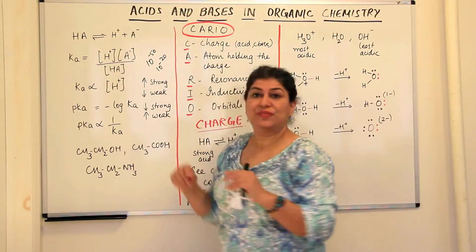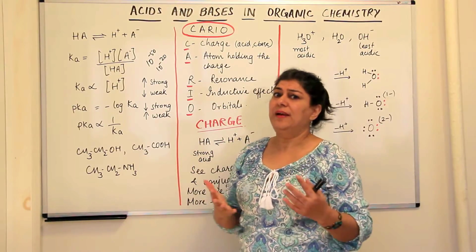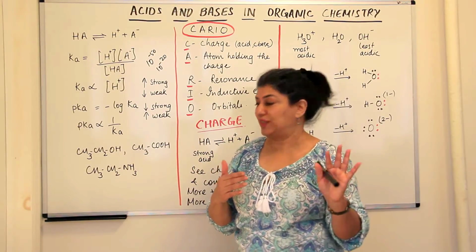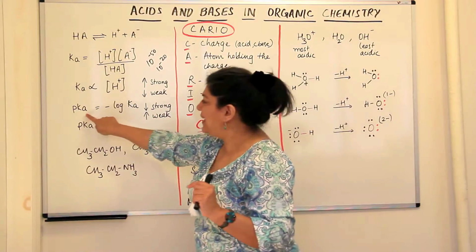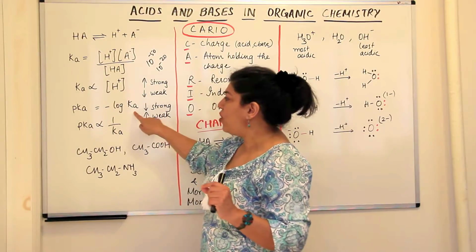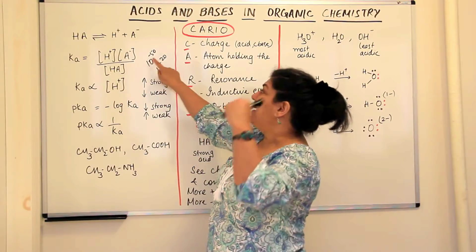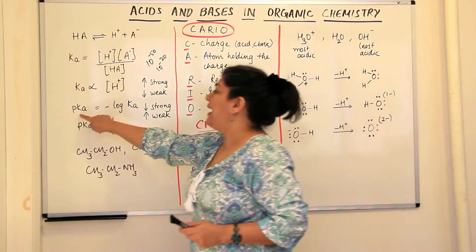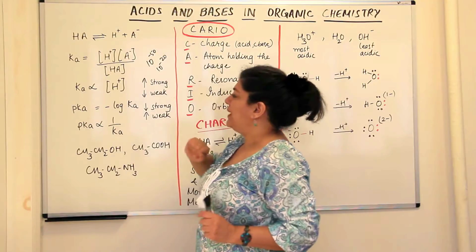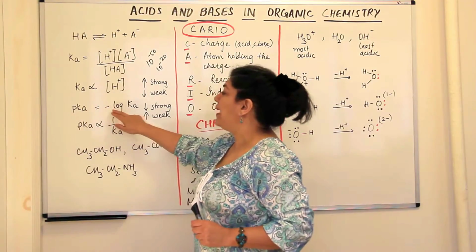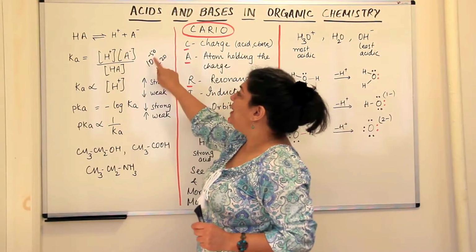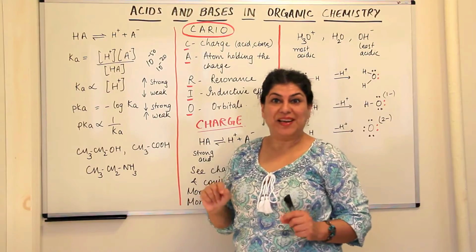But with minus 50, we are again handling negative values, and we would like to get rid of the negative. So we say the pKa is actually the negative of the log of Ka. If Ka is 10 to the power minus 50, then pKa would be minus log Ka, so it would be 50, right?